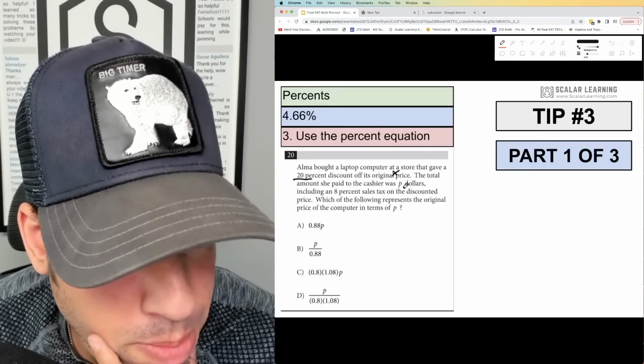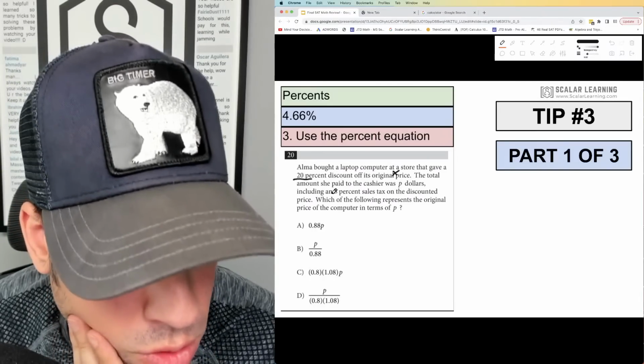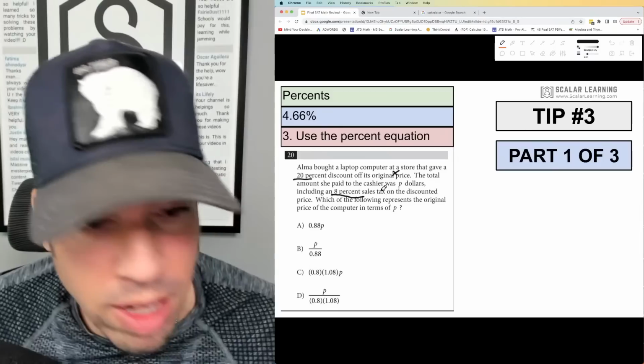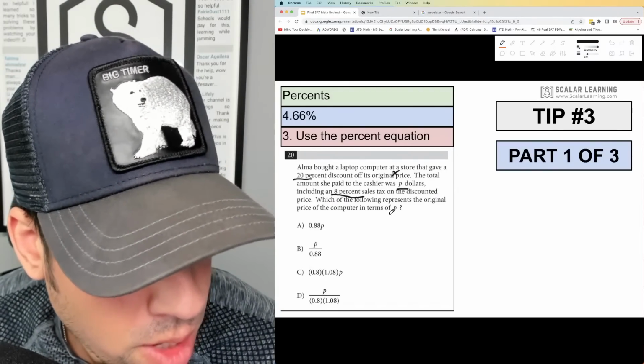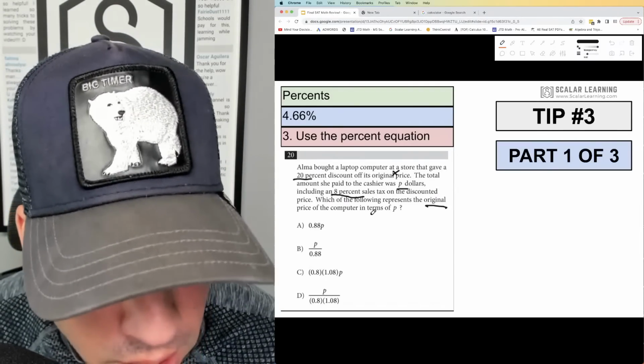And then she paid a total, which is P dollars, which included also an 8% sales tax. Again, I'm also underlining my numbers. Remember that. And variables. Okay, and then it says, what is the original price in terms of P?